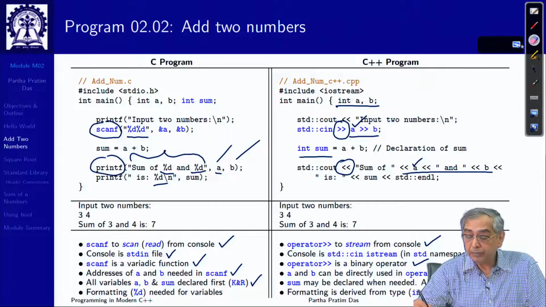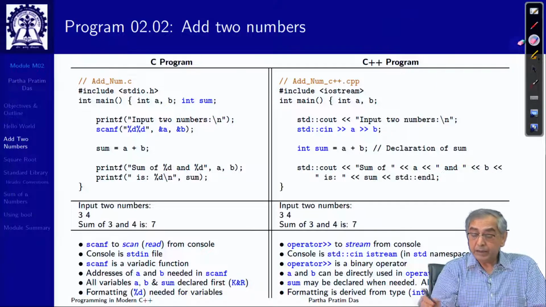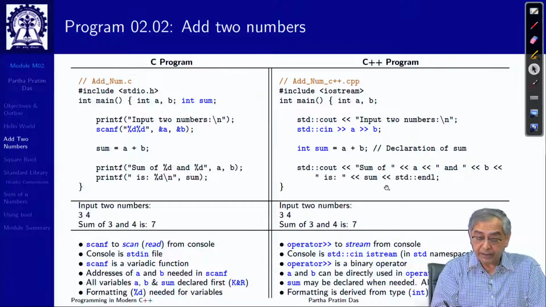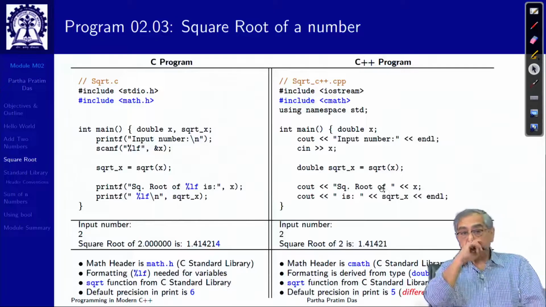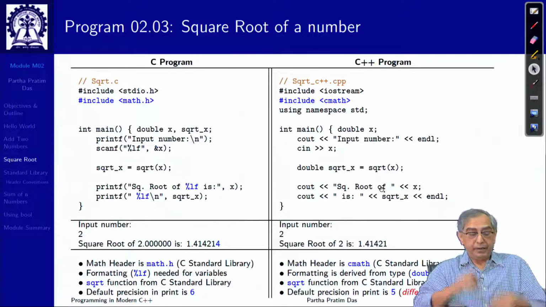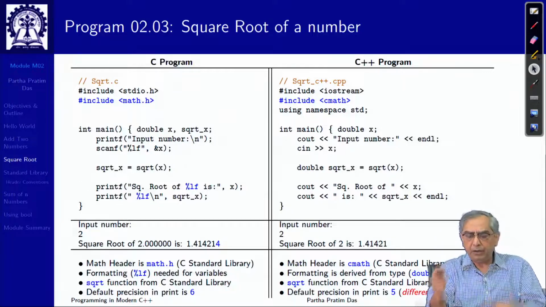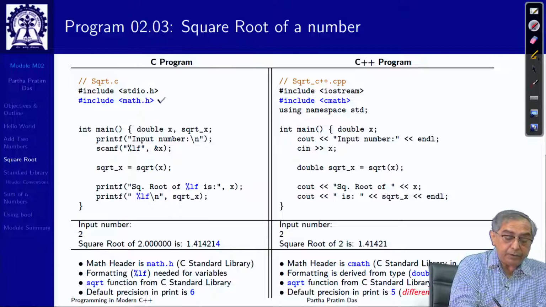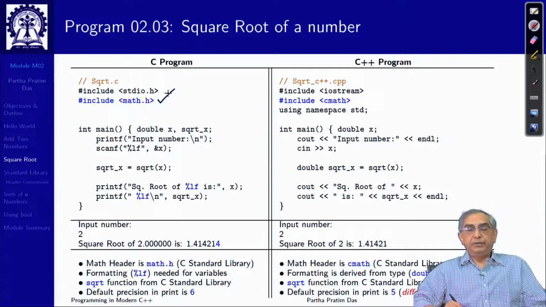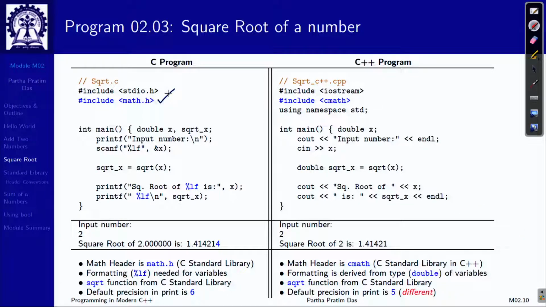So, let us move to the next example, which is finding the square root, right, which is again very simple, these are all very simple programs. So, besides the input output, for finding square root you need to include math.h, right, the mathematical library in the C standard library.